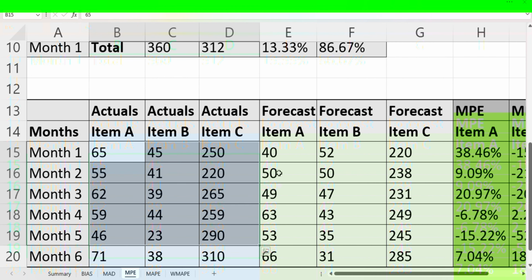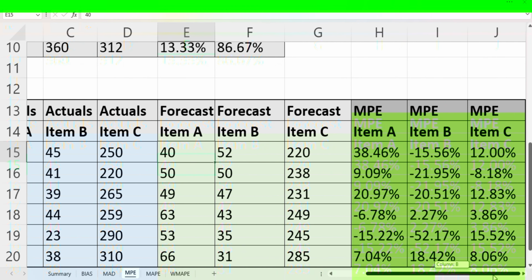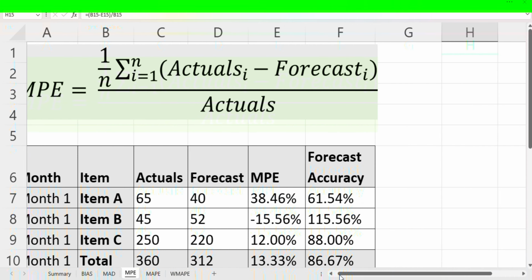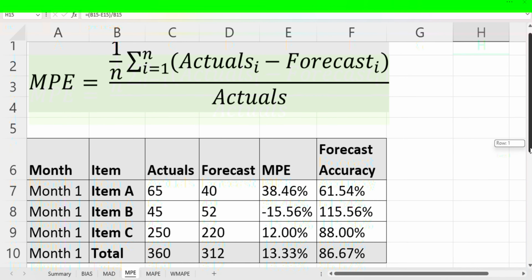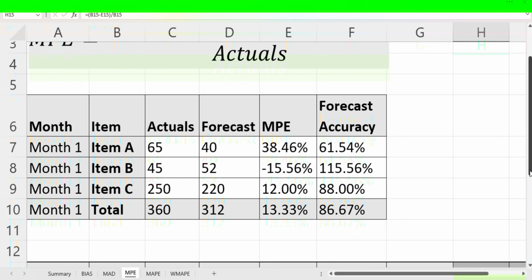I have the actuals here, I have the forecast here, and then I have calculated the MPE using the same formula. So now what's the issue with MPE? Let's talk about it. The problem with MPE is if you try to calculate the forecast accuracy or forecast error at the group level that contains more than one item, then if one item is showing over forecast and the other item is showing under forecast, then it can offset each other.